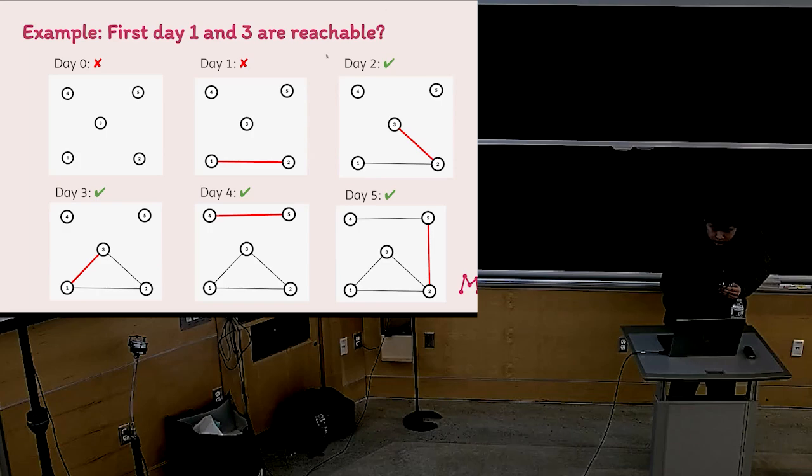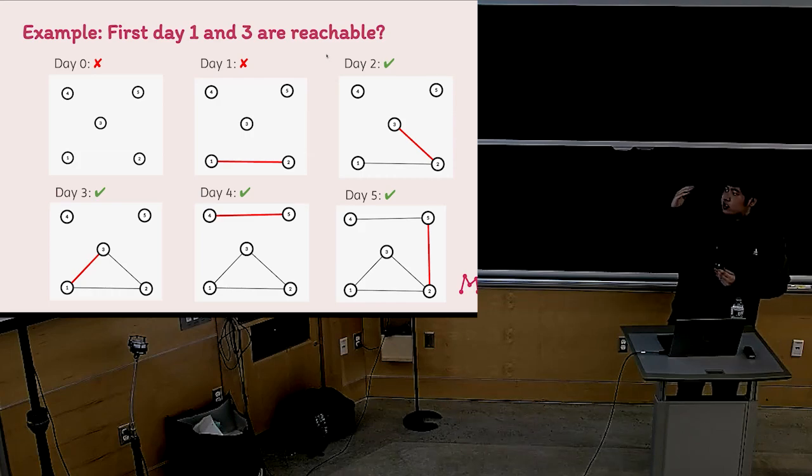Okay. So for instance, suppose we want to find the first day that nodes 1 and 3 are reachable from each other. We can see that on day 0, they're not reachable from each other as there are no edges between them. On day 1, node 1 can reach node 2, but not node 3. And finally on day 2, after we add the edge from 2 to 3, there exists a path from 1 to 3, going from 1 to 2 and 2 to 3. Does this problem statement make sense as presented?